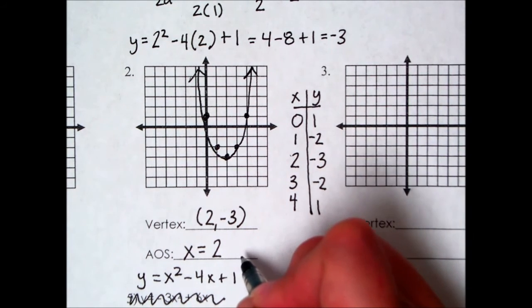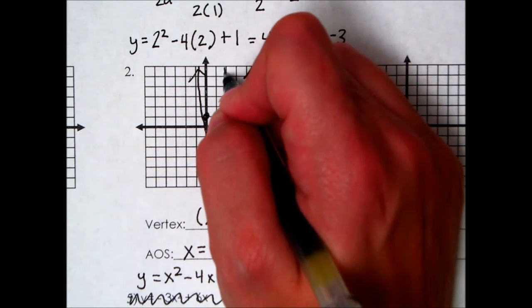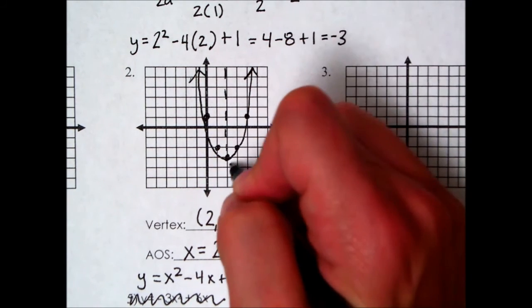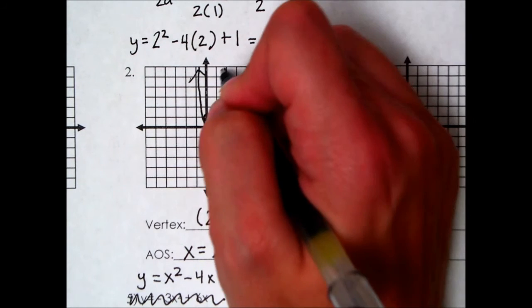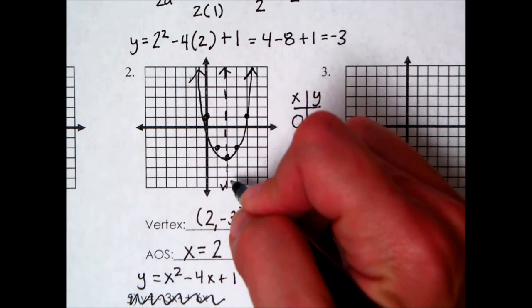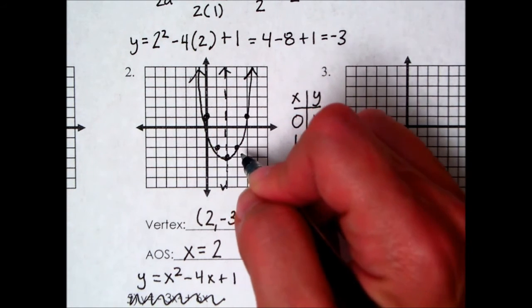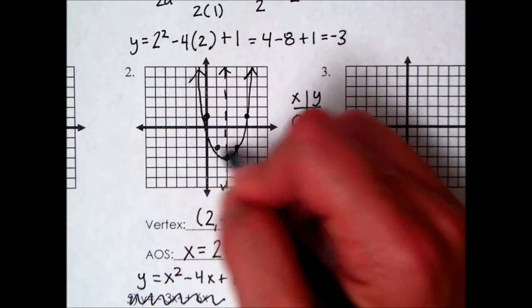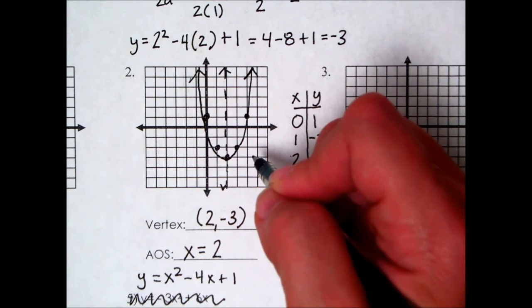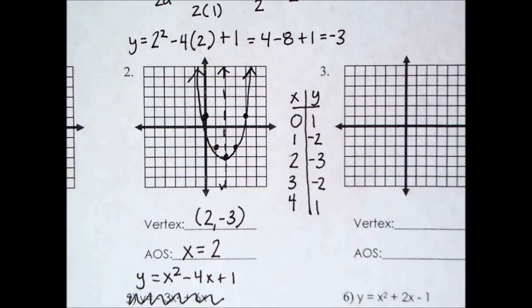That axis of symmetry where x equals 2, if I put a dashed line here, that represents the axis of symmetry, which means that if I were to cut along this line right here, it cuts my parabola directly into two symmetrical pieces, or two equal pieces. So this is the basic concept behind graphing a quadratic equation.